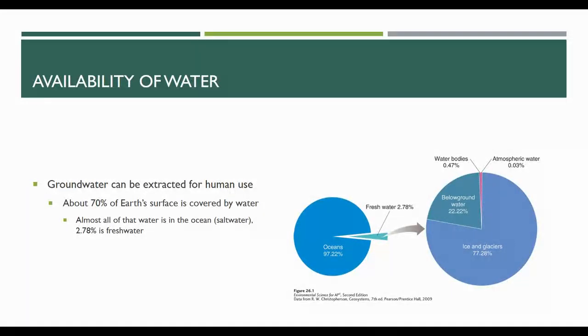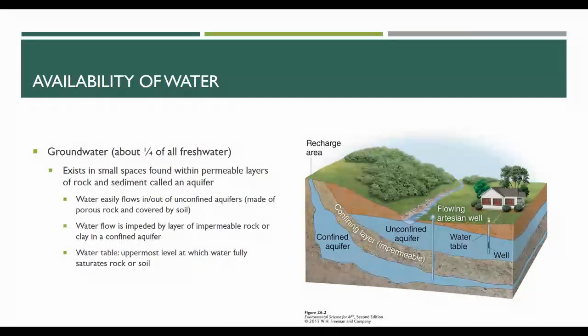About 70% of Earth's surface is covered by water, and almost all of that, over 97%, is in the ocean, making it salt water. The remaining less than 3% is fresh water. Of the fresh water on Earth, about 77% is found in ice and glaciers. A quarter of it is below groundwater, and the rest is found in bodies of water and in the atmosphere.